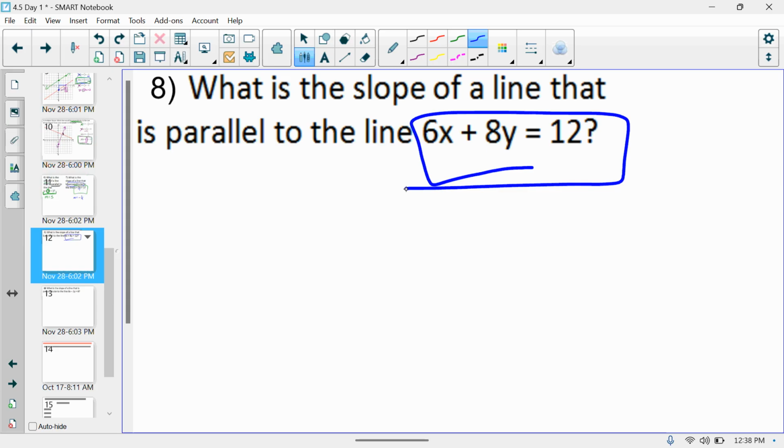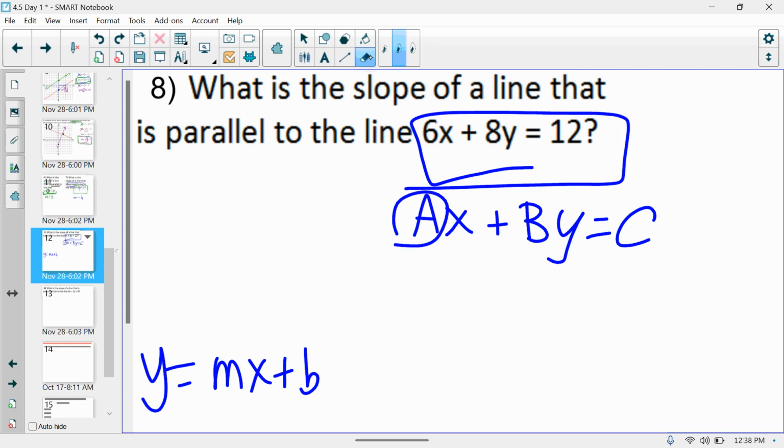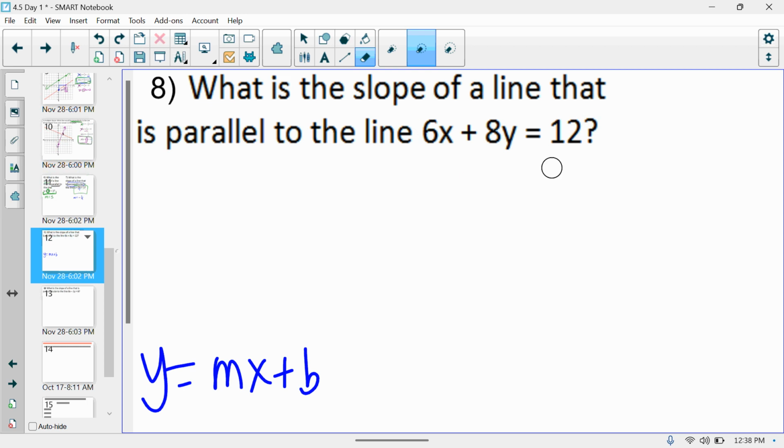Yeah, it's not in slope intercept form. What form is it in right now? Yes, standard form. Standard form doesn't have an M in it. So if I asked you to find the slope right now, if you tell me 6, that's not the slope. That's not M. That's A, not M. We have to get it in slope intercept form first. Let's read the whole question now, though.